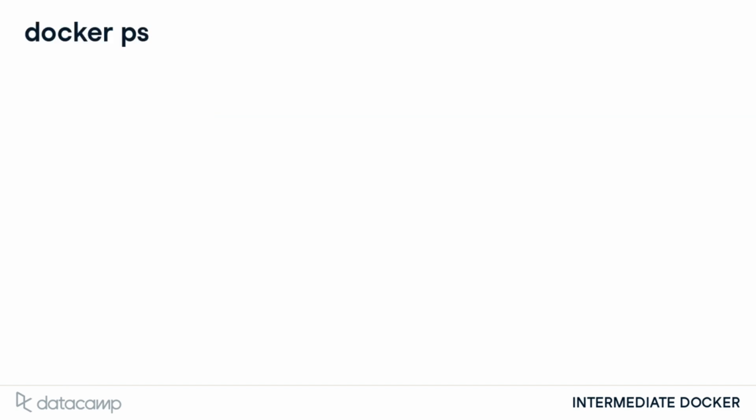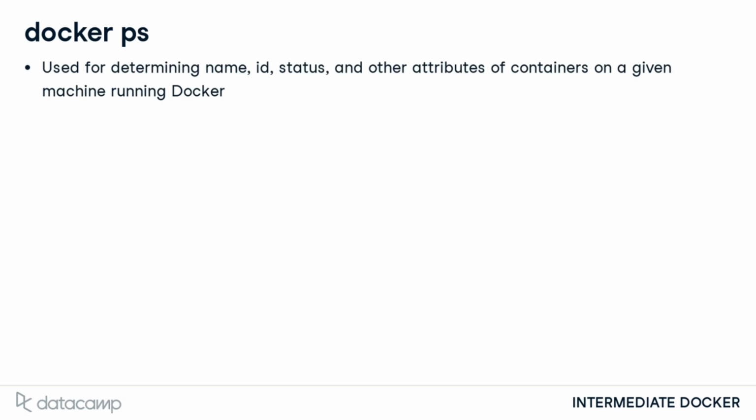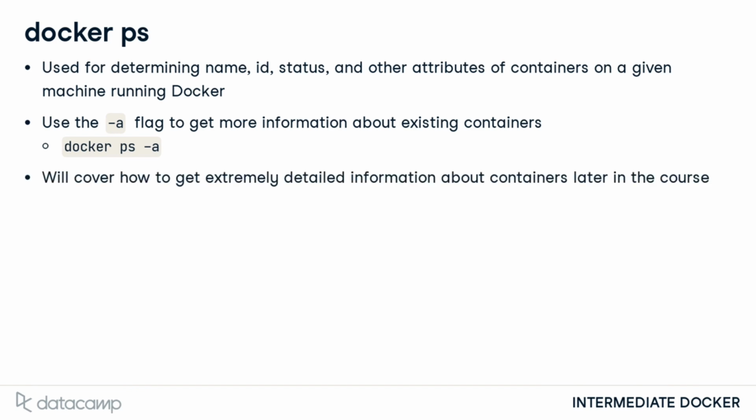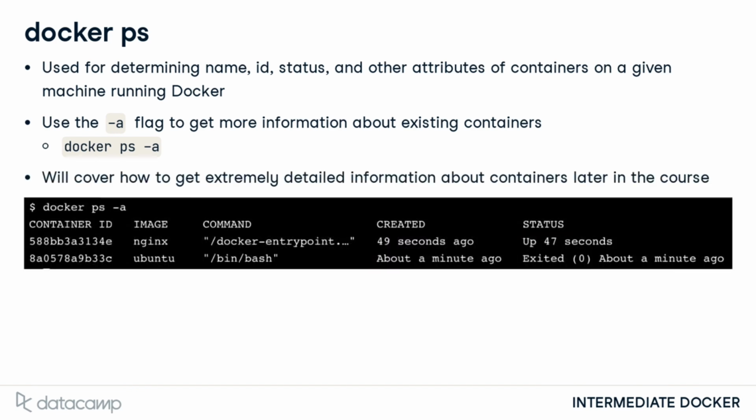A command we'll use extremely often is the docker ps command. We'll cover some of its capabilities in more depth here and later in this course. The docker ps command is used to determine the name, ID, running status, and other attributes of all the containers running with Docker on the local system. Not all this information is printed each time, so we can use the -a flag to see further information about existing containers. We will also cover other commands to get extremely detailed container information later on.